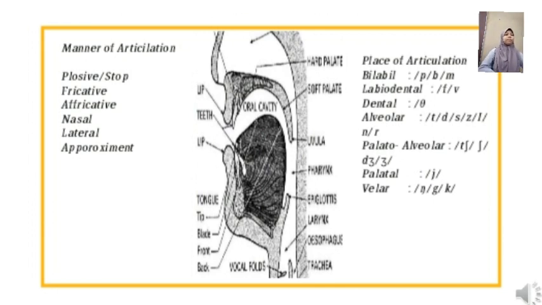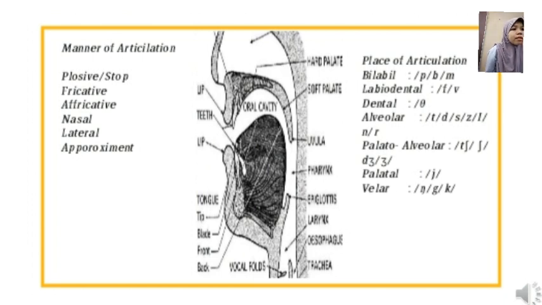Okay, next, this is manner of articulation: stops, fricative, affricate, nasal, lateral, approximant. And this is place of articulation: bilabial, p, b, m; labiodental, f, v; dental; alveolar, t, d, s, z, n, r; palatal and velar, n, g, k.